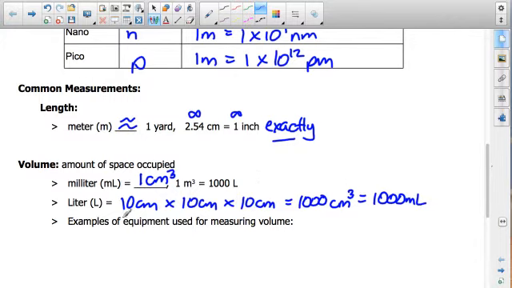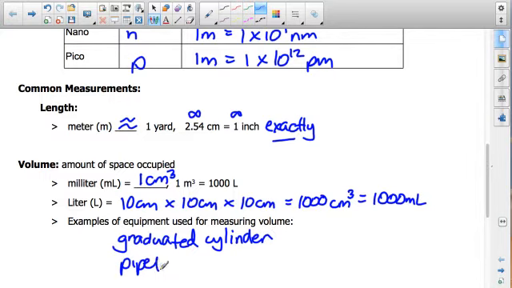Forgot the cube there. Different equipment is used for measuring volume. You should know by now a graduated cylinder, which you have in your drawer and you used the other day. The 25 milliliter graduated cylinder. Pipettes are used. Burettes are used. I'll show some of these tomorrow in class.